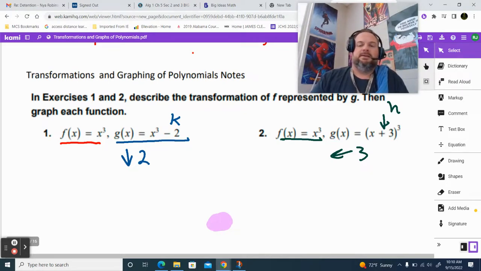Some of y'all are like, what's a context clue? Is that a website?